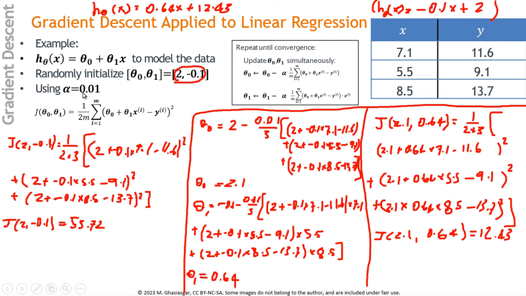Now with this much smaller value of learning rate and these more reasonable numbers, work out the calculations. You get a new value of theta 0 is 2.1, the new value of theta 1 is 0.64. Work out the new penalty function and it's quite a bit smaller. Okay? So it looks like we're pretty much in the ballpark.